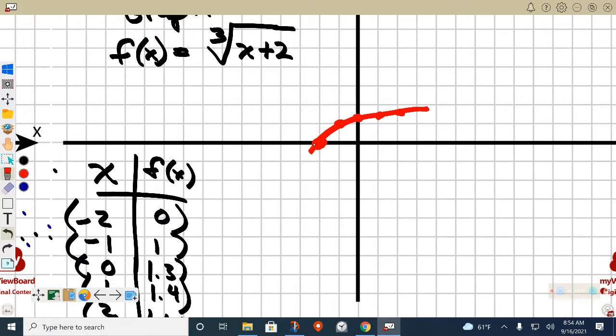So go ahead and do that with yours now. It goes this way and it goes that way.